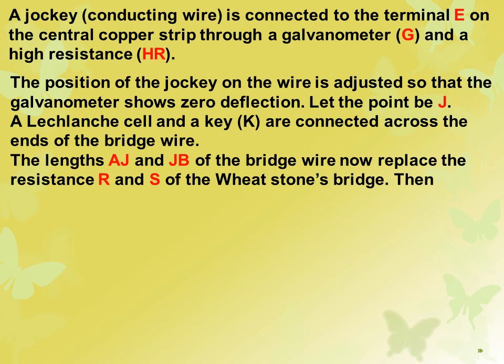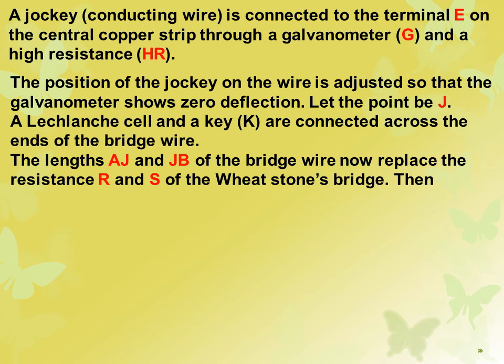Okay, if the circuit and the passage of current and everything is correct, then you can get a zero deflection in the galvanometer. If it is not possible, then there must be a problem in your circuit, or there is a problem in your connections. So remember, if you are not getting a galvanometer zero deflection, then your circuit is wrong or your current is wrong. Now let the point be J.